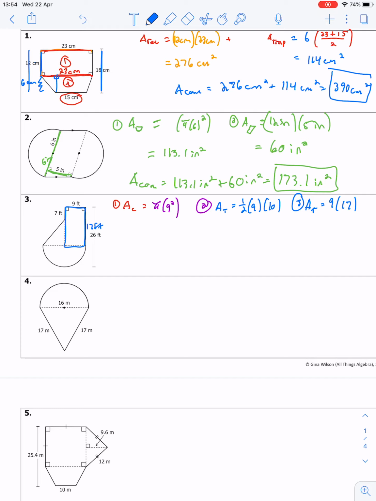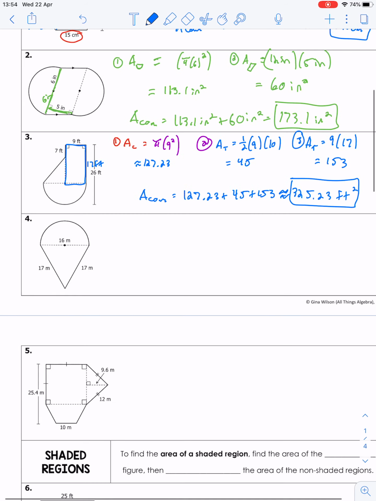So that is going to be approximately 127.23. This is going to be 45. This is going to be 153. So our composite is when we add those together: 127.23 plus 45 plus 153. And don't forget your units. These are all in feet squared because they're area. So our answer is going to be approximately 325.23 feet squared. Cool. All right.